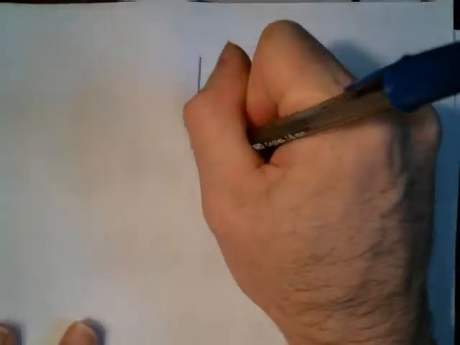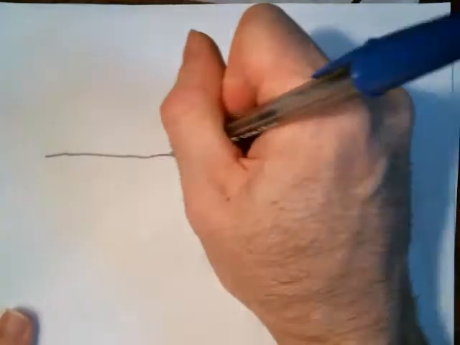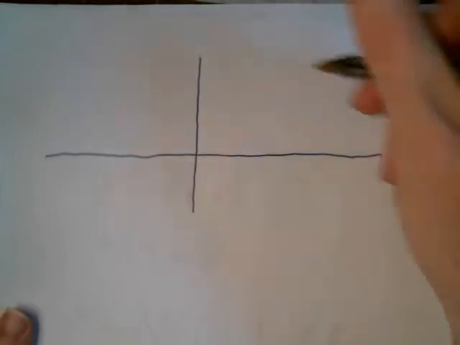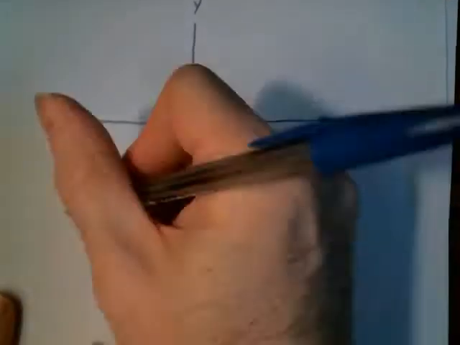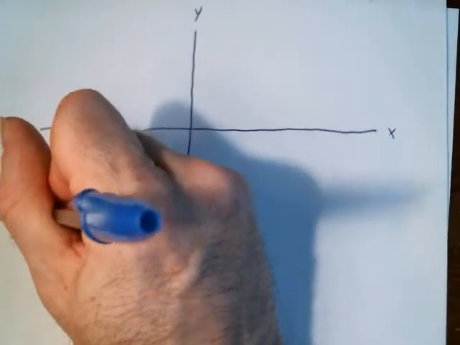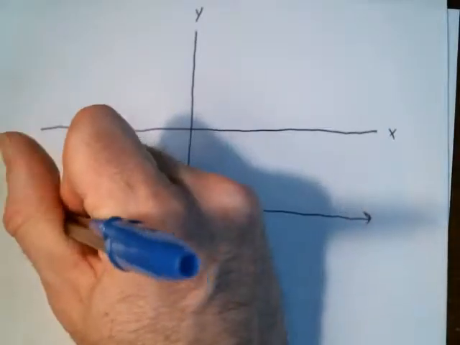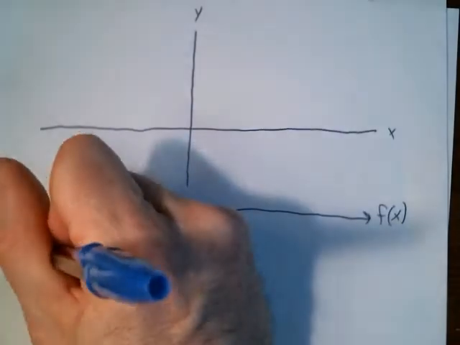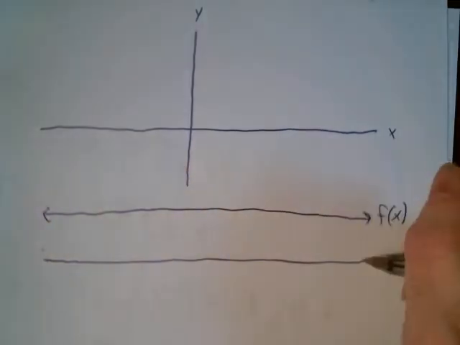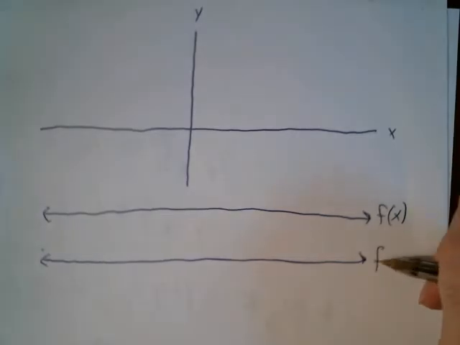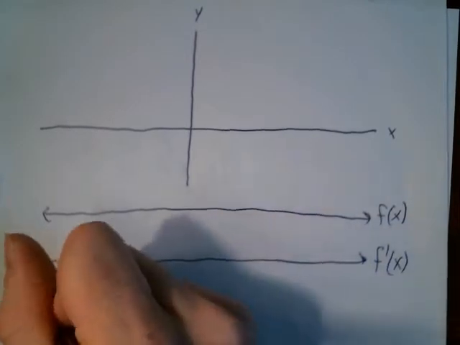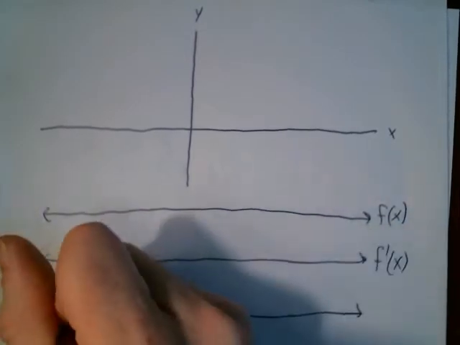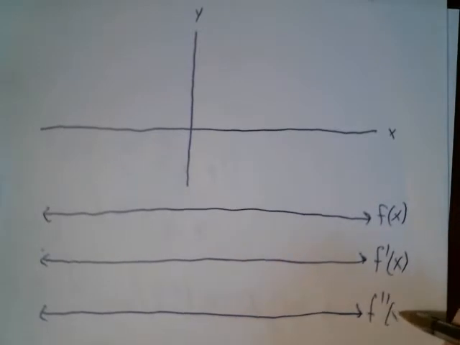graph. Okay. So I need an XY plane here. Here's my x-axis, here's my y-axis. Below it, I'm putting in 3 number lines now. One for the sign of the function, where is it positive, where is it above the x-axis, where is it below the x-axis. I'm going to put a number line for the derivative, where is it increasing, where is it decreasing. I'm going to put another number line for the second derivative, where is it concave up, where is it concave down.